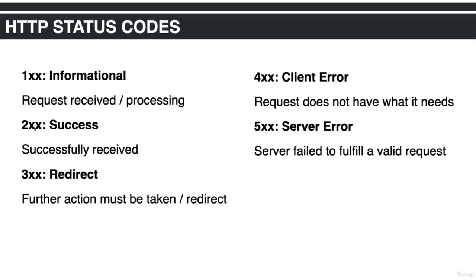Now there's a range. 200 is just a basic success, but we also have 201, for instance, which means that everything went okay and something was also created. So often when you submit a form and make a post request and you add something, in our case a feedback item, you'll typically get back a 201 response. The 300 range is redirect, so it usually indicates that the request has more than one possible response. We don't deal with that too much.